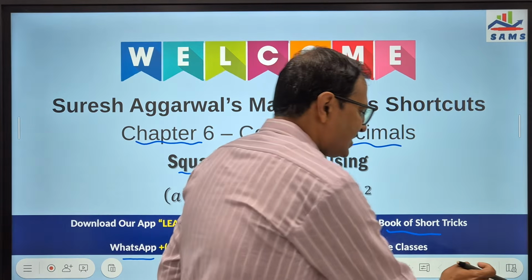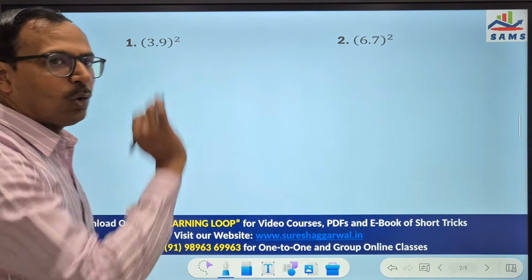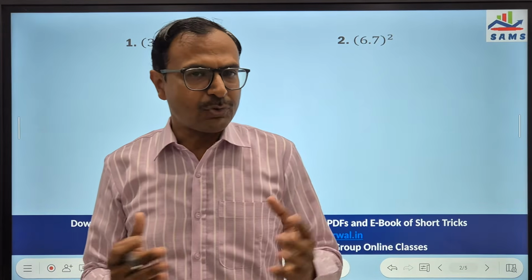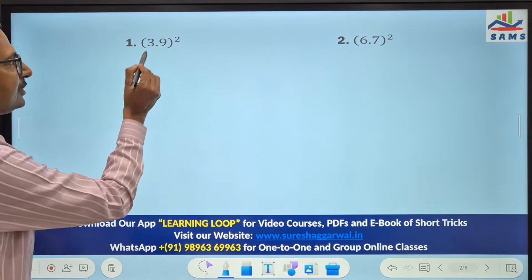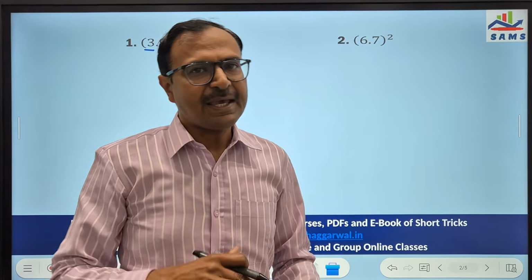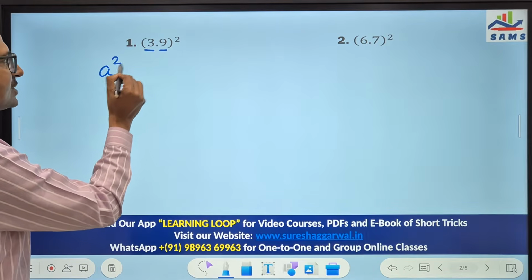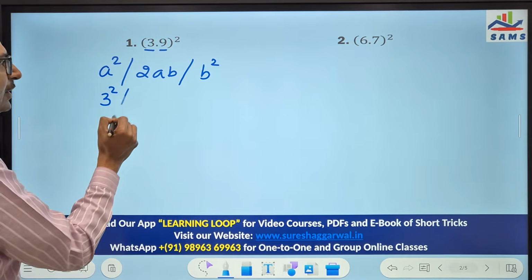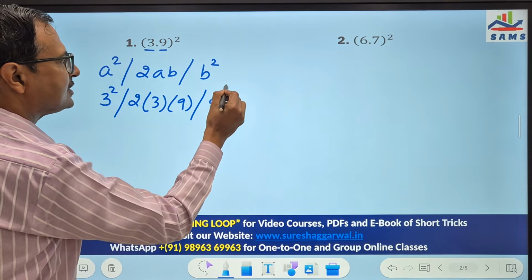So friends, let's see some of the questions. The first question which I am going to take up is 3.9 square. Now, when I say (a+b) whole square, then obviously we have to assume some of the digits as a and the other digits as b. So here 3 and 9 are the only two digits, so there is no choice. One of them is a and the other one is b. So what we do is we write a square, then 2ab and then b square. A is 3, so 3 square. 2 times a is 3 and b is 9, and finally b square, which is 9 square.